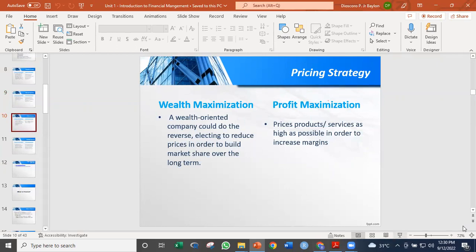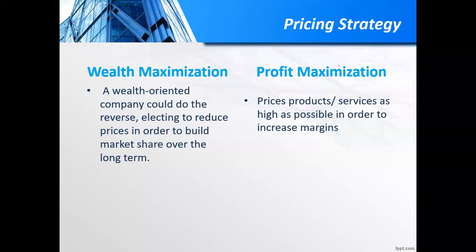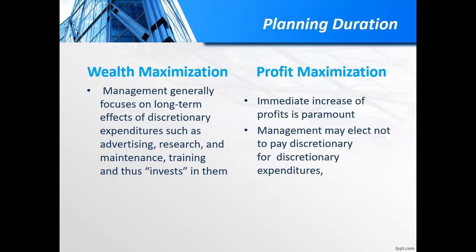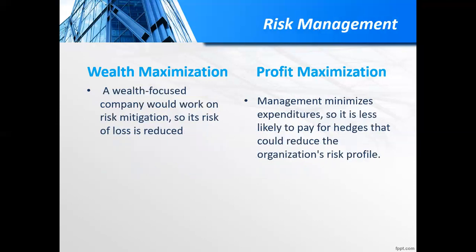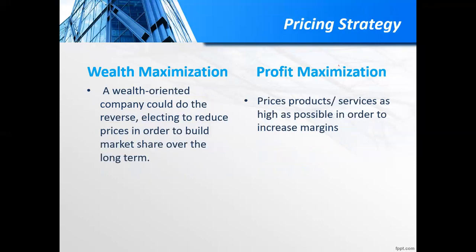All right, so last two slides before we call it a day. A while ago, we said that one difference is planning duration. Profit maximization is myopic, short-sighted. Wealth maximization looks at the long term. Second, risk management: incurring expenses even if it means mitigating the company against possible risk. This is not considered in profit maximization, but more in wealth maximization.